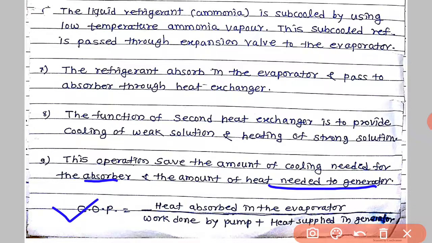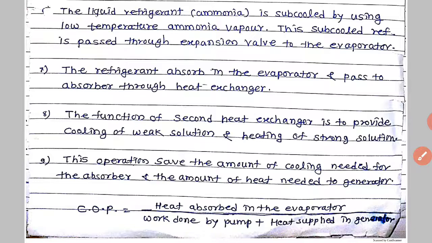The coefficient of performance of this system is given by the heat absorbed in the evaporator divided by the work done by the pump plus the heat supplied to the generator. So this is the formula for the coefficient of performance for this system. This is all about the practical aqua ammonia vapor absorption system. In the next lecture we are going to see a comparison between the vapor absorption refrigeration system and the vapor compression refrigeration system, and also the lithium bromide absorption refrigeration system and the Electrolux refrigerator.